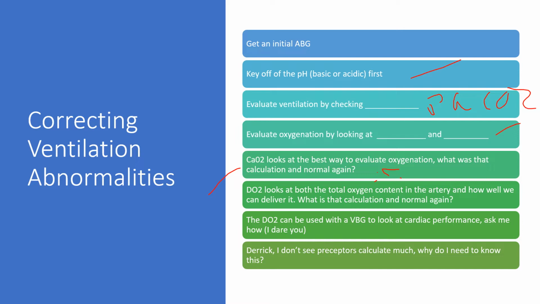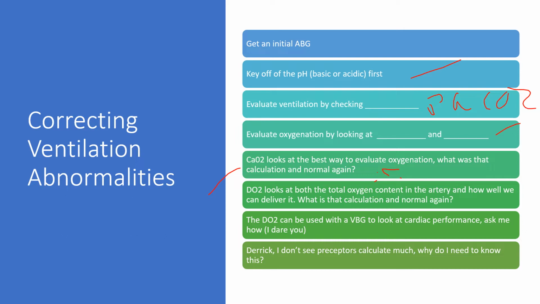So if you're ever asked in the future, what's the best way to look at someone's oxygenation? We're going to look at CaO2 because it combines both the pressure in the plasma and what's on the hemoglobin molecule. And those are the only two ways oxygen is carried. So when we combine those two, it's the best of all worlds, right?